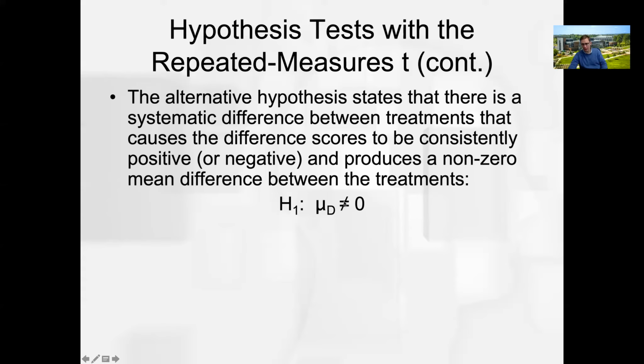designated accordingly, right? And so if we're expecting that their post-treatment scores are going to be higher than their pre-treatment scores, you would have a mu subscript D, right? So that mean of differences is going to be greater than 0, right? So the null would then be less than or equal to 0.